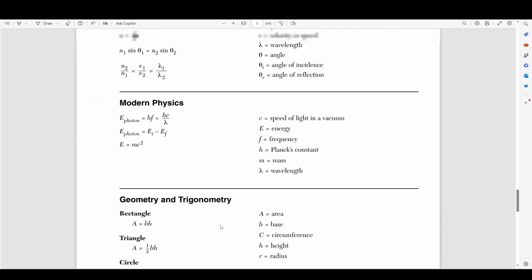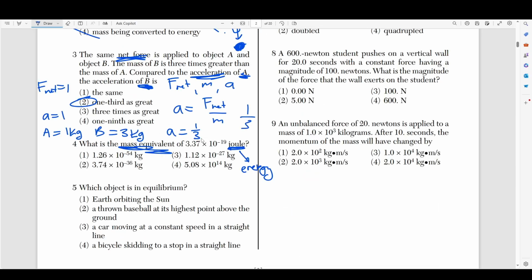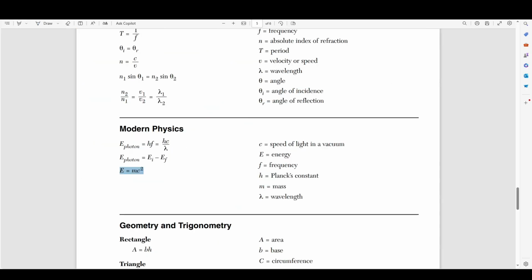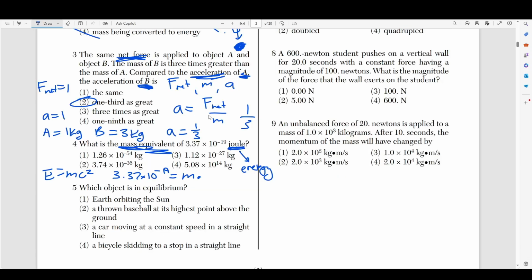So we're not going to be in mechanics. This is actually going to be in modern physics. And this is going to be the equation E equals mc squared. So E, which is our energy, is equal to mass times the speed of light squared, right? How do we know this? Because we're dealing with mass and this is energy. So really what you have to do is solve for m here. So 3.37 times 10 to the negative 19 has to equal our mass times the speed of light, which you can find at the top of your reference table, squared. And if you plug this into your calculator, you end up getting choice 2 as your answer.